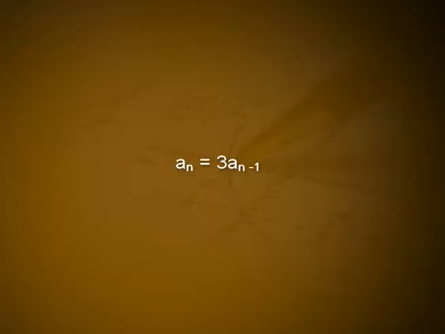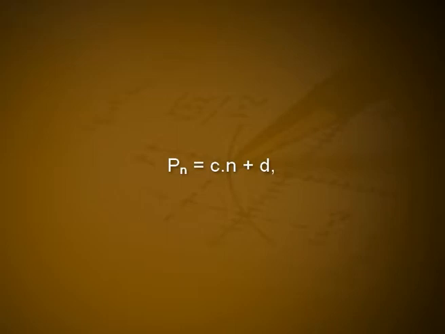The associated linear homogeneous equation is an is equal to 3 into an minus 1. Its solutions are anh is equal to alpha into 3 raised to n, where alpha is a constant. We now find a particular solution. Because f of n is equal to 2n is a polynomial in n of degree 1, by this theorem, the particular solution is a linear function in n. Say pn is equal to c into n plus d, where c and d are constants. It should satisfy the recurrence relation.